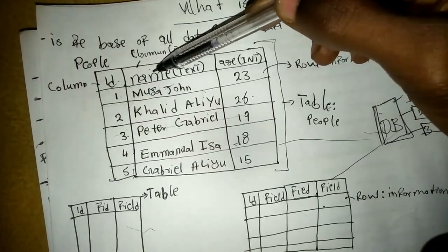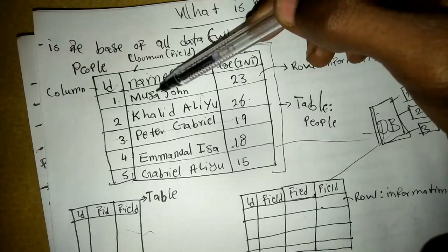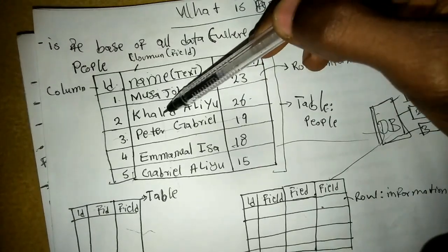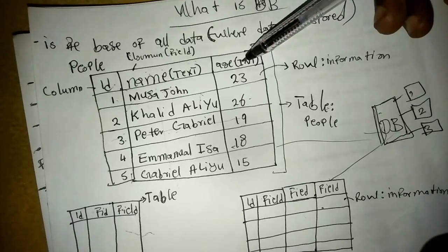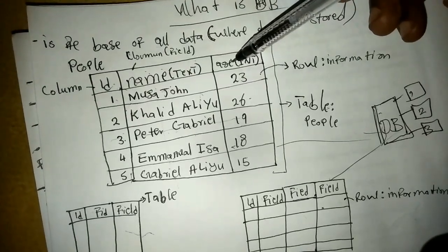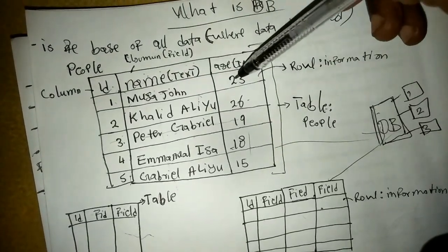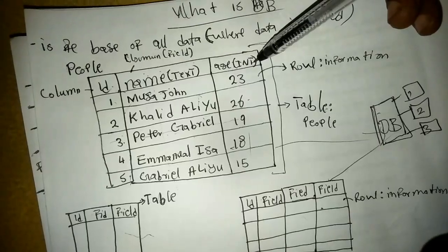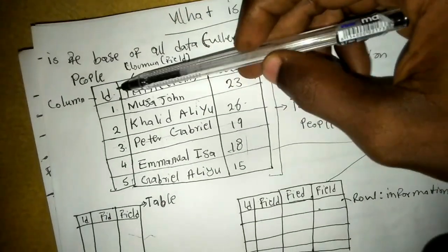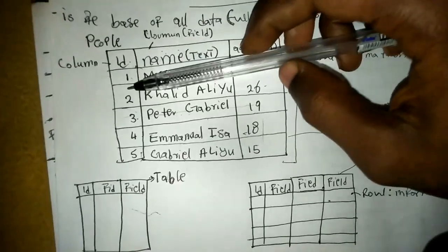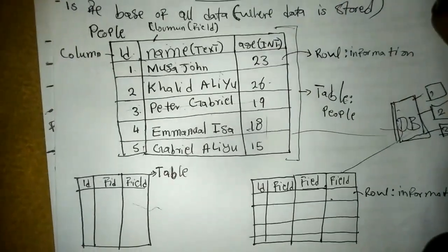So this field is going to store the name. Everything that we're going to see in this field is a name. So you can see it here. And then we have this field that is going to store an age, and everything stored in this field is going to be age, also an integer in the form of a number.